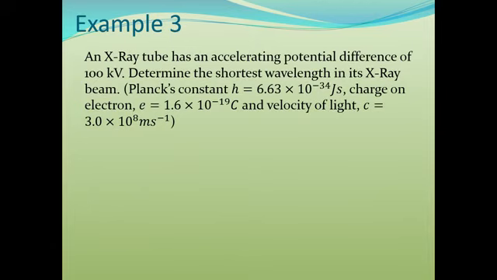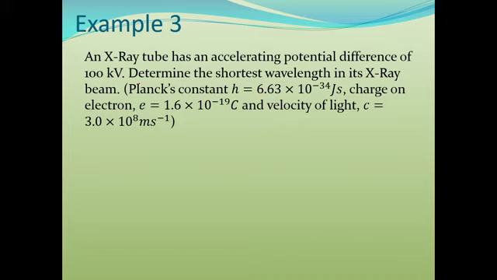Example 3, if you don't mind, you may pause the video to be able to work that out. We have been asked, an X-ray tube has an accelerating potential difference of 100 kilovolts. In your numerical data, you will have 100 kilo. Kilo is 10 power 3. So the total will be 1 times 10 power 5 volts. Determine the shortest wavelength in its X-ray beam.